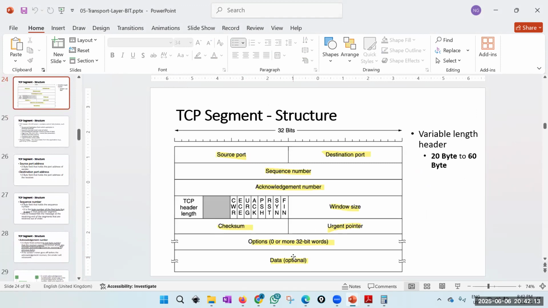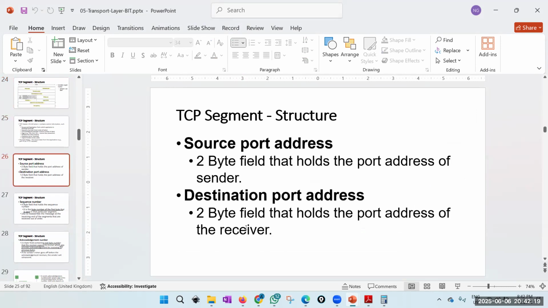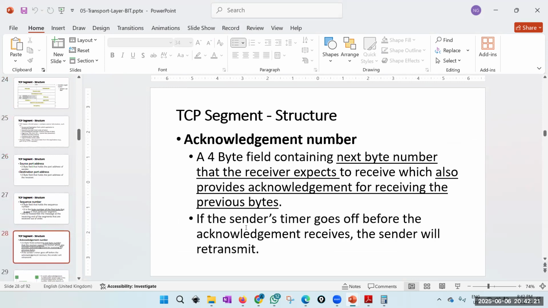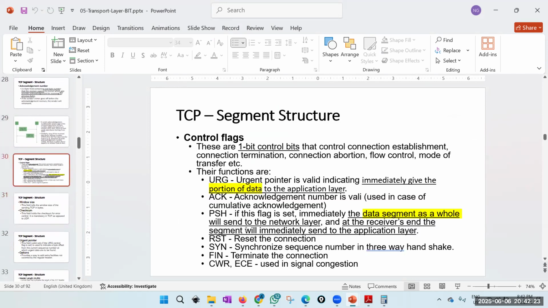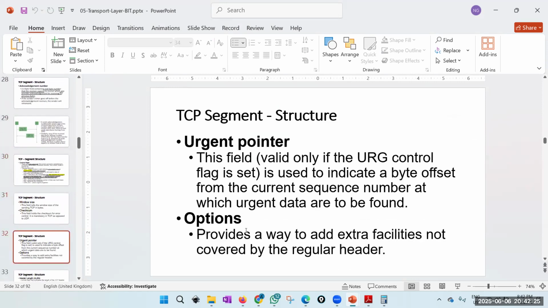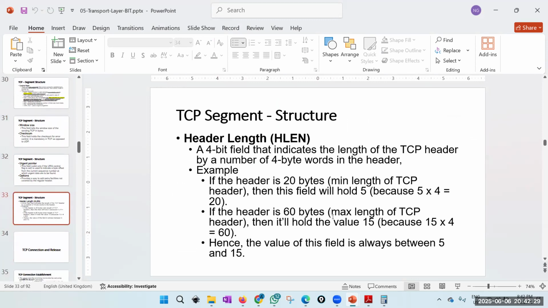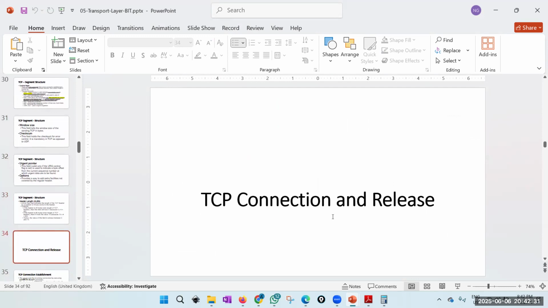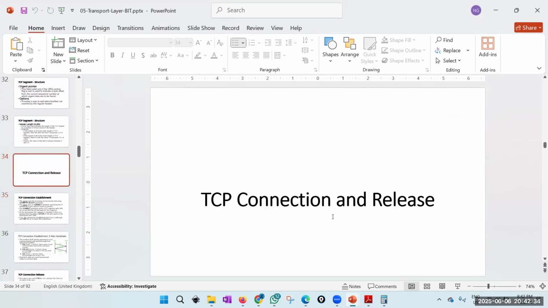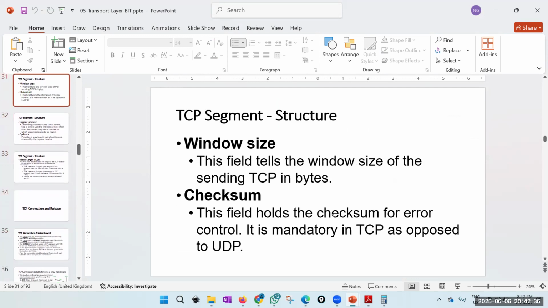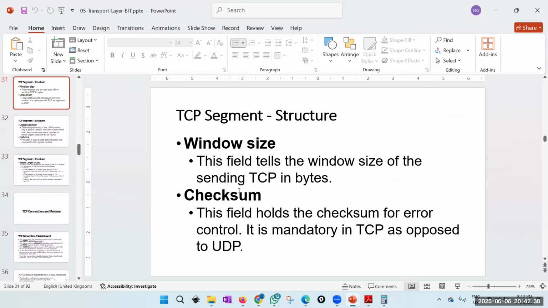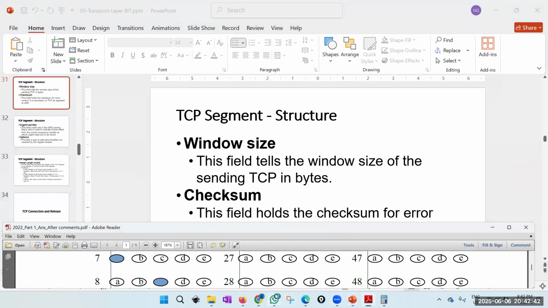TCP checksum. And this is a checksum. Do we have the size? Sequence number, acknowledgement number, control flags. Right, checksum. I have not given you the size of the checksum. Let's see whether the UCSC note has given you the size of the checksum.